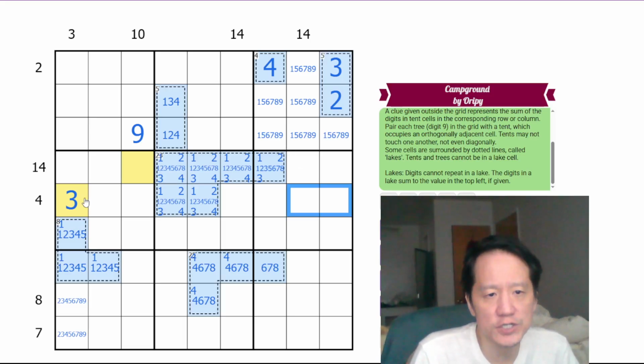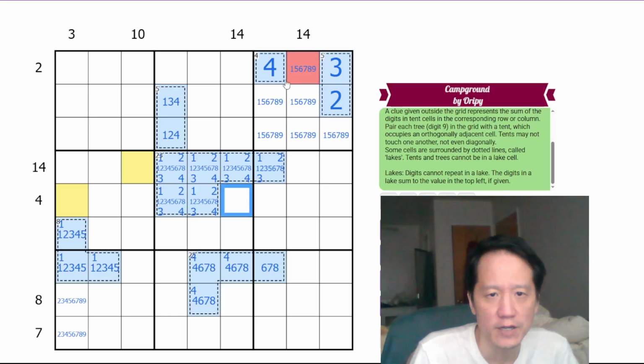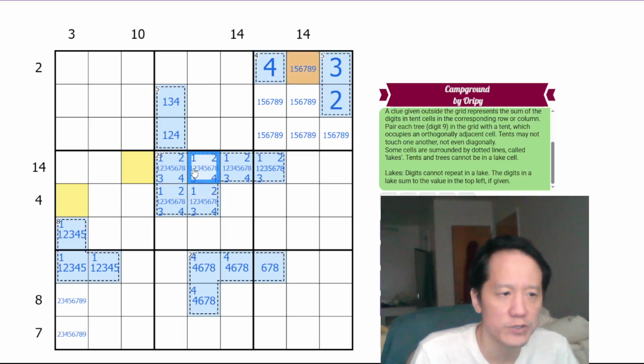So this doesn't even have to be a 3. So we're just asking if this is a tent. Okay, so non-tents we're gonna make red, I guess. Or orange? I don't know. We're gonna make it orange. So this cannot be a tent, obviously. Cannot be a 2, but it could actually be a tree.